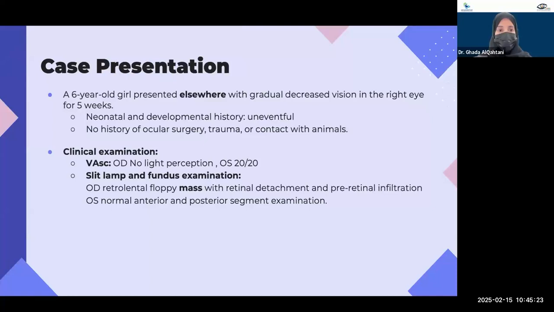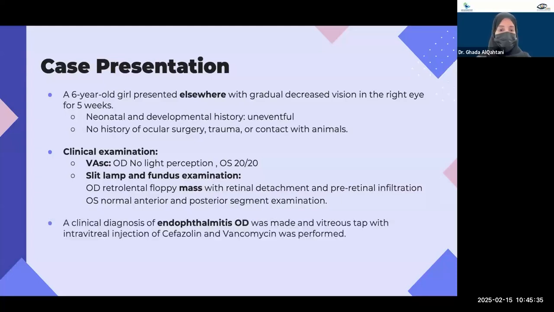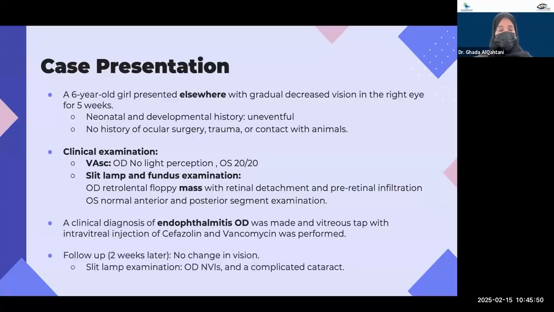Upon examination, the uncorrected visual acuity of the right eye was no light perception, and for the left eye, it was 20/20. On slit lamp and fundus examination, the right eye showed a retrolental floppy mass with retinal detachment and pre-retinal infiltration, while the left eye had a completely normal exam. So a clinical diagnosis of endophthalmitis was made in the right eye, and accordingly, a vitreous tap with intravitreal injection of cefazolin and vancomycin antibiotics was done.